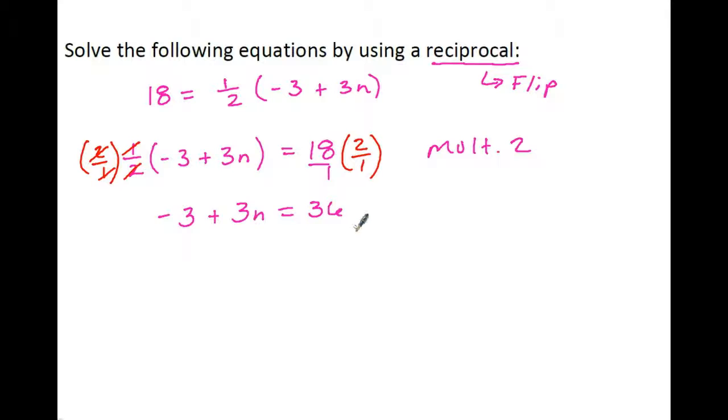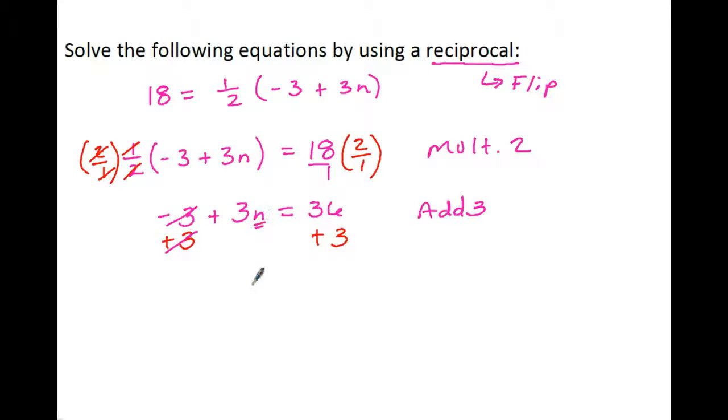Okay, from here, again, we want to solve for n. Before we can even get rid of the 3 next to it that is multiplied, we need to get rid of this minus 3 here. The opposite of subtraction is addition. So we're going to add 3 on both sides. We're going to add 3 here and add 3 here.